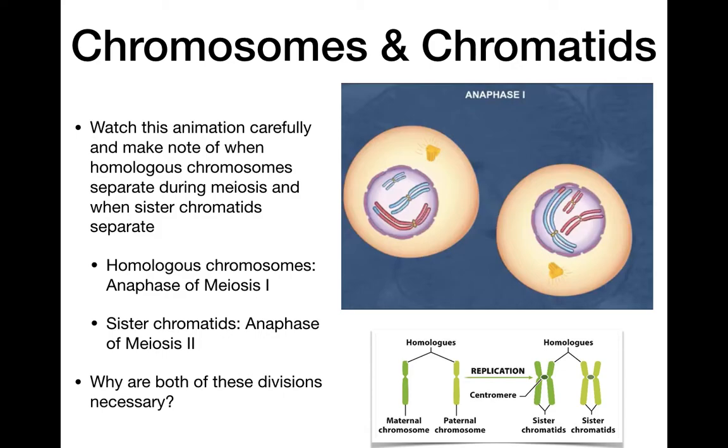Okay, so we have these sister chromatids, homologs here that are going to be together after being replicated to produce the sister chromatids. And these will separate, 2 of them in meiosis 1, and then the 2 halves, the 2 chromatids, will separate in meiosis 2.